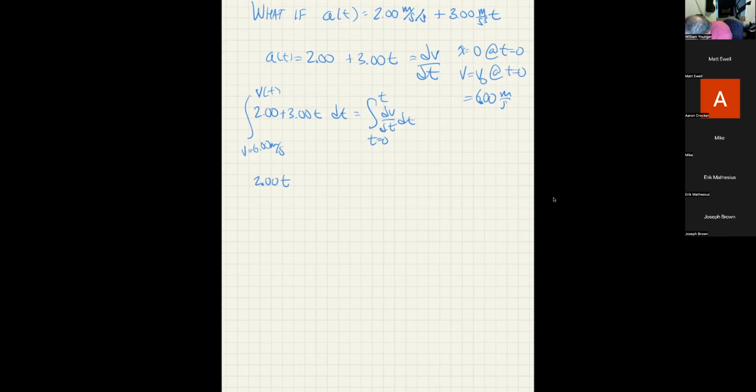So in this case, I'm going to get 2.00 t plus 3 halves t squared. Actually, I put the range of integration on the wrong intervals. But anyways, you got that. So this one's going to be V of t minus V0, which is 6.00 meters per second. Let me fix that real quick.